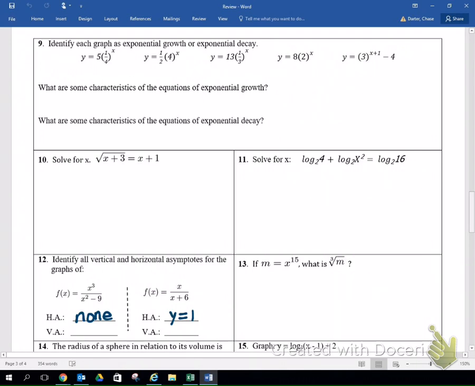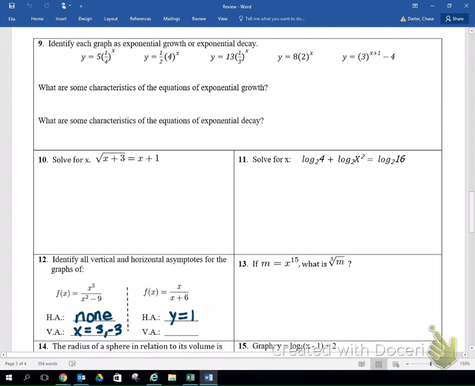Vertical asymptote is any value of x that makes me divide by 0. So in the first one, we have x squared minus 9 as the denominator. So if x were to be 3, I would get 0. Or if x was negative 3, I would also get 0. Because 3 squared is 9, 9 minus 9 makes me divide by 0. Negative 3 squared, also 9, minus 9, also gives me 0. So we have two problem values on the first one that would both make me divide by 0.